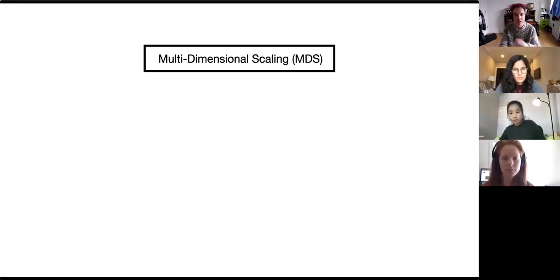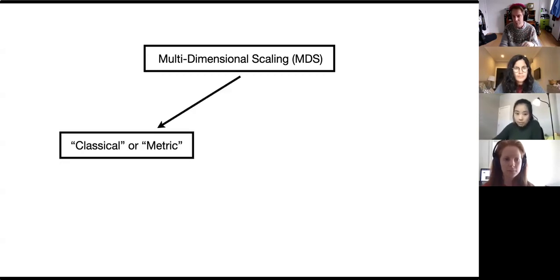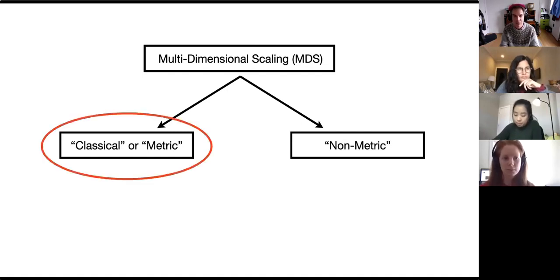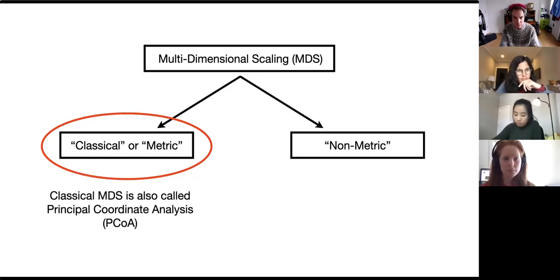Okay, so before I get started, I just want to let you know that there are actually two types of multidimensional scaling. There's something called classical or metric multidimensional scaling, and then there's something called non-metric multidimensional scaling. Today we're going to be talking about classical or metric multidimensional scaling. Classical multidimensional scaling is also called principal coordinate analysis, PCoA, which sounds cool, but I think multidimensional scaling sounds cooler. It just sounds so fancy and sophisticated.